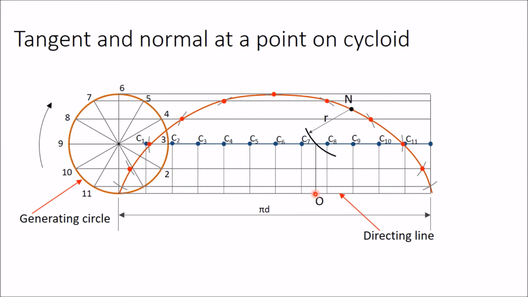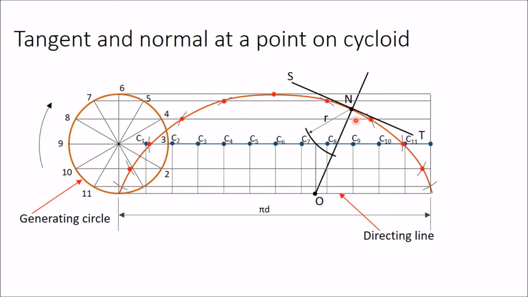What you have to do is join this O with N and extend the line. This is the required normal at this particular point. And now draw a line which is perpendicular to this normal and passing through N. This will be the required tangent.